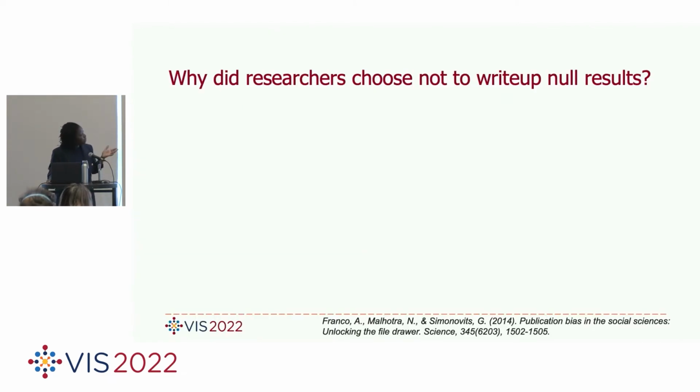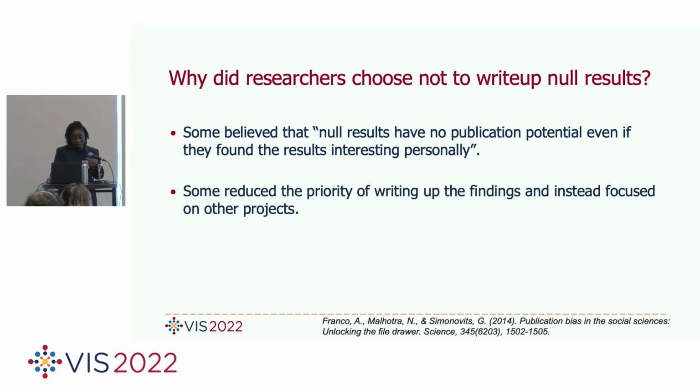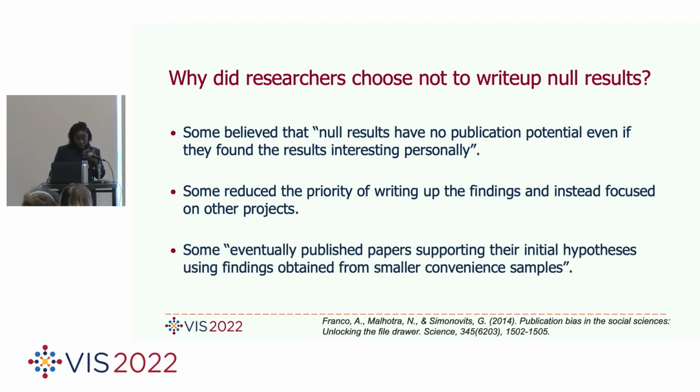They did an overview of why authors didn't publish. Some said null results have no publication potential, even if they personally found them interesting. Others said they just deprioritized it; they had other things showing good results, and so it fell off their priority list. Others said that eventually, and I think this is actually the most problematic one, they went out and found other samples that confirmed their hypotheses, and I think this is extremely dangerous.